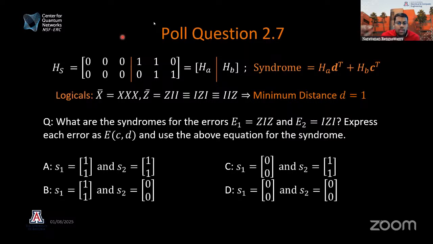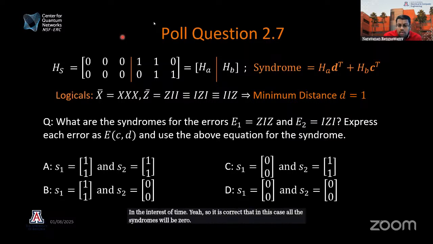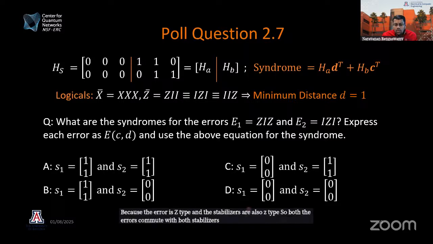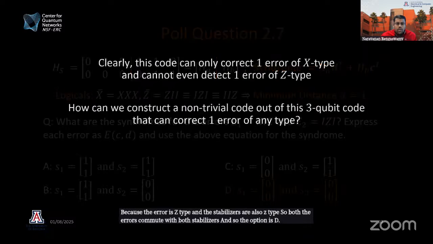Okay, I think people get the point. So let's close the poll in the interest of time. Yeah, so it is correct that in this case, all the syndromes will be 0 because the error is Z-type and the stabilizers are also Z-type. So both the errors commute with both stabilizers, and so the option is D. So hopefully that was clear.